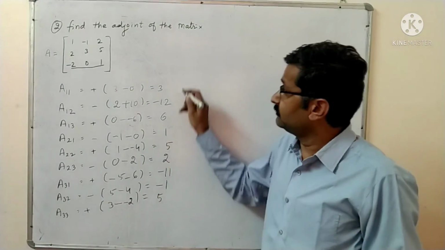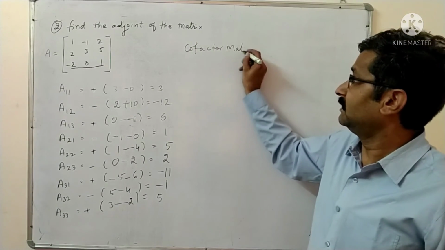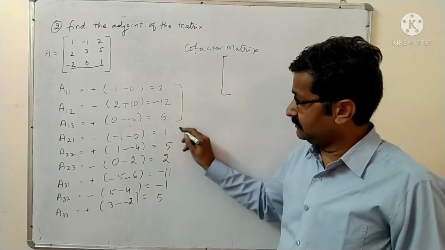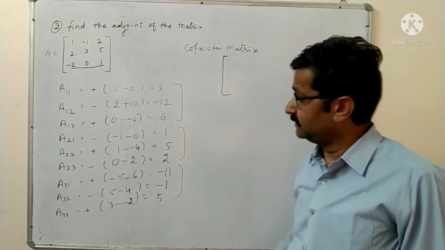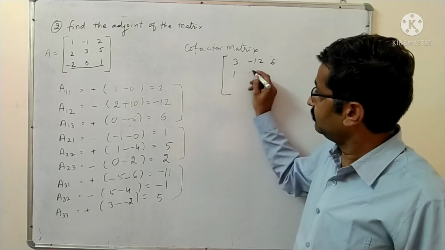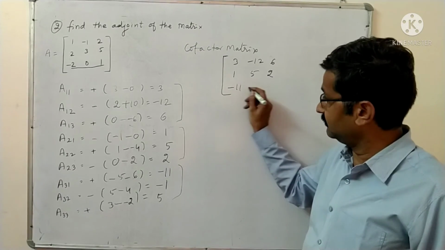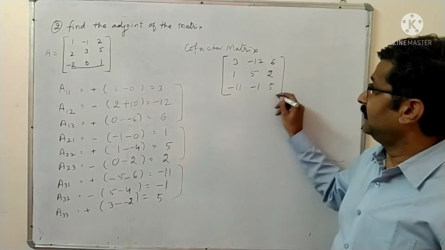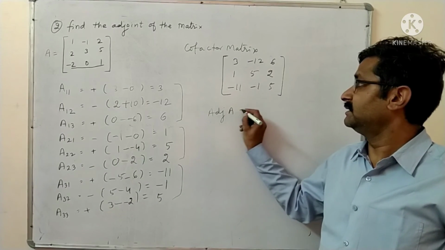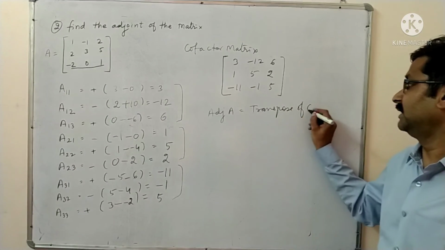Okay, now first you write the cofactor matrix. Look here, this you can write, this is the first row, second row and third row. The first row is 3 minus 12 and 6, the second row is 1 5 and 2, and the third row is minus 11 minus 1 and 5. And we know that adjoint A is the transpose of the cofactor matrix.